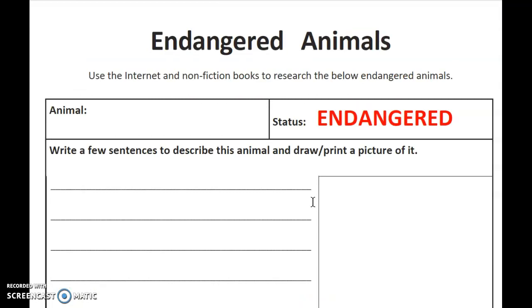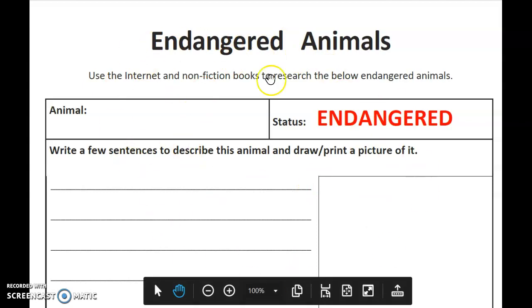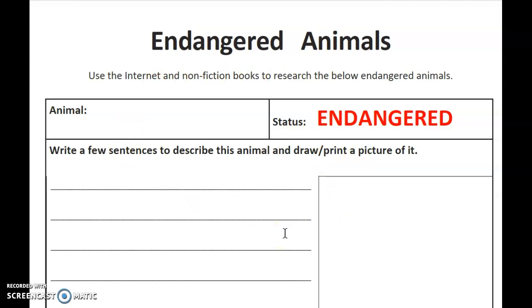And on Flipgrid on Thursday, there will be a new Flipgrid where I want you to make a video presentation about your endangered animal. You don't have to send me this piece of paper. You have to show us this piece of paper and talk about your endangered animal in your Flipgrid video, which you can do from Thursday onwards.